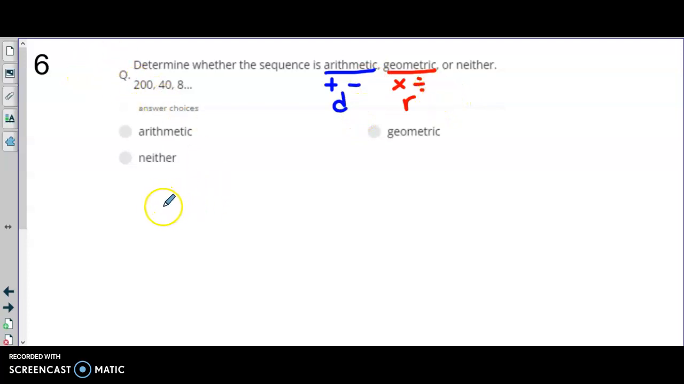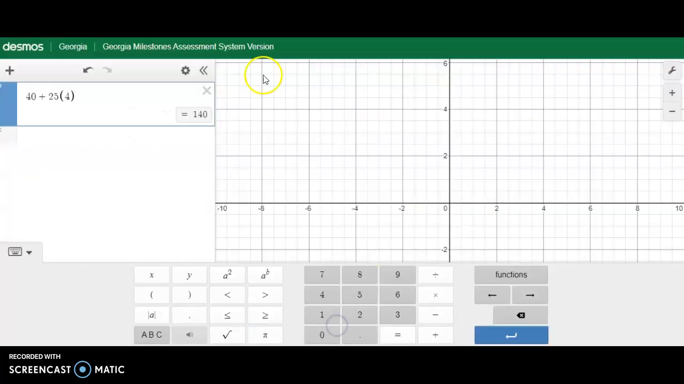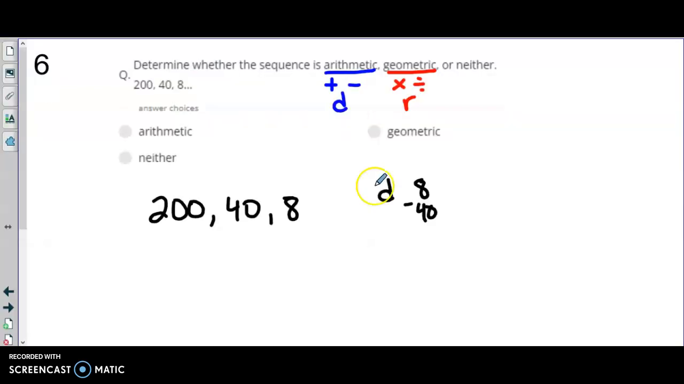So let's look at this. 200 to 40 to 8. Well, if we tried to find a common difference first, remember the common difference is when you take the last number and you subtract. So we would do 8 minus 40, and we would see what that equals. 8 minus 40, that's a negative 32.